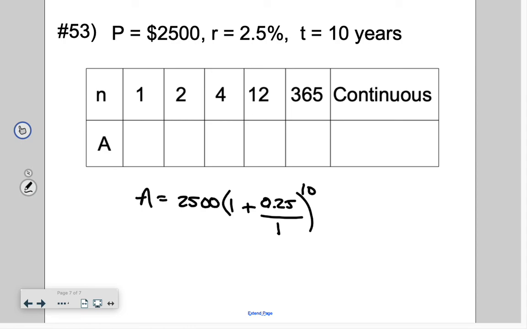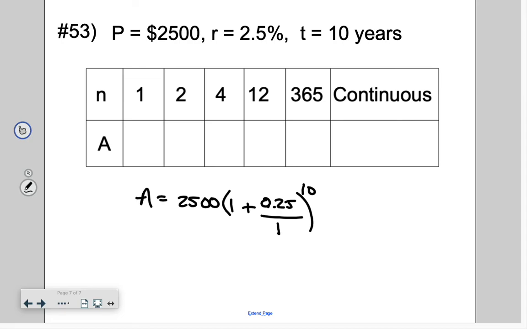And now we raise it to the power, in this case, 10. And you hit enter, and there's your first answer right there. $3,200.21, round again to the nearest cent. So 10 years later, if you're only compounding once a year, you end up going from 2,500 to 3,200.